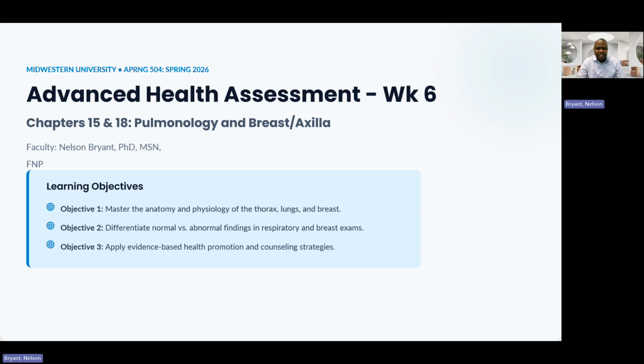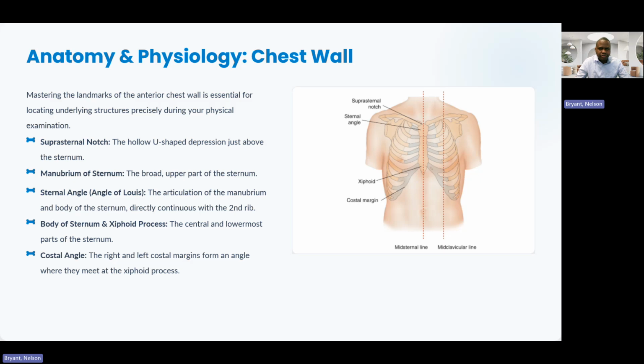Welcome to week 6. Today we are looking at pulmonology and breast and then axilla examinations. This is content from chapters 15 and 18 of your textbook. So our focus will be on identifying the anatomical landmarks, distinguishing abnormal physical findings from normal findings, and then integrating preventive care and health promotion as we have been doing over the past few weeks.